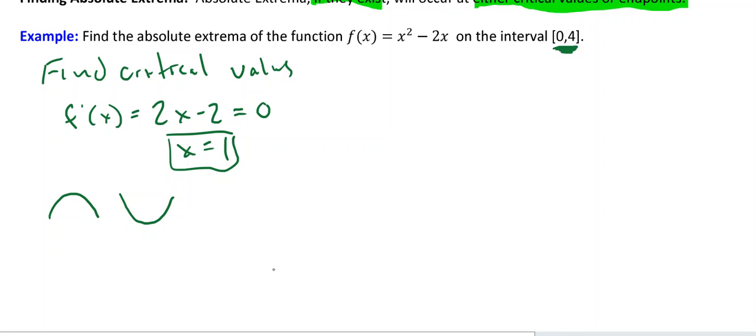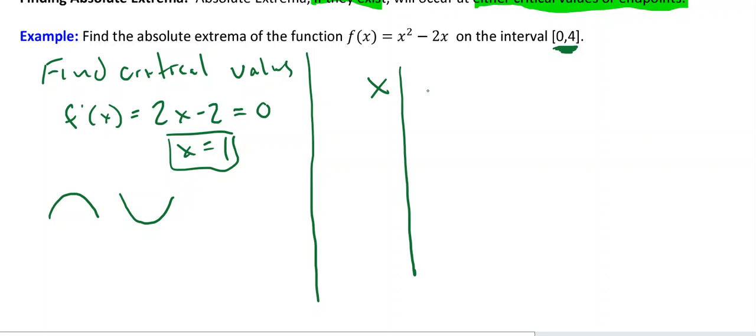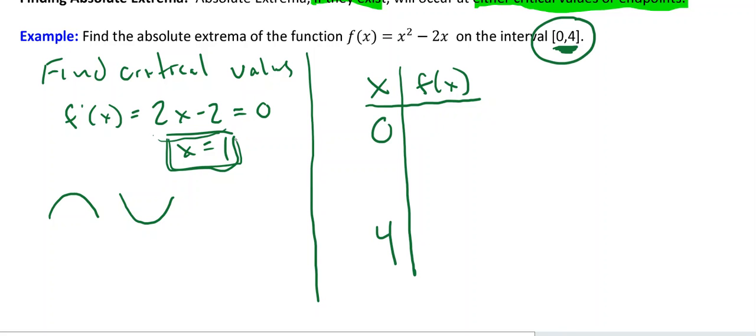Now to find the absolute max and min, we're going to create a t-table, or a table of values. On this table, we are going to put the endpoints and the critical values. So we have the endpoints 0 and 4, and we have the critical value of 1. I'm going to put them in order. They don't have to be in order, but I like to put them in order.